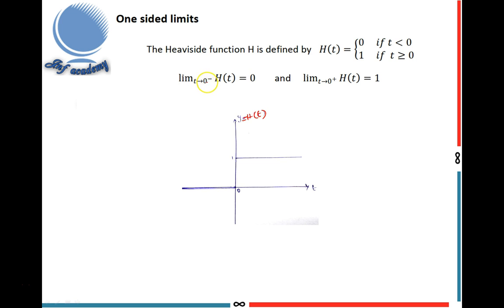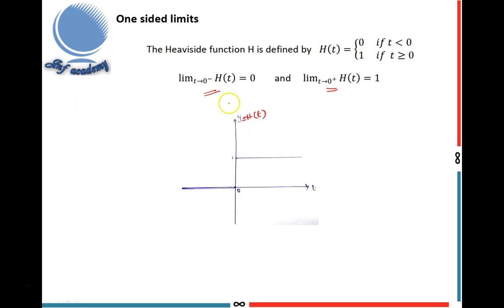Here limit t tends to 0 minus H of t equal to 0 and limit t tends to 0 plus H of t equal to 1. I am going to explain what 0 minus and 0 plus are. As t approaches 0 from the left, H of t approaches 0. As t approaches 0 from the right, H of t approaches 1. So we write limit t tends to 0 minus H of t equal to 0 and limit t tends to 0 plus H of t equal to 1.